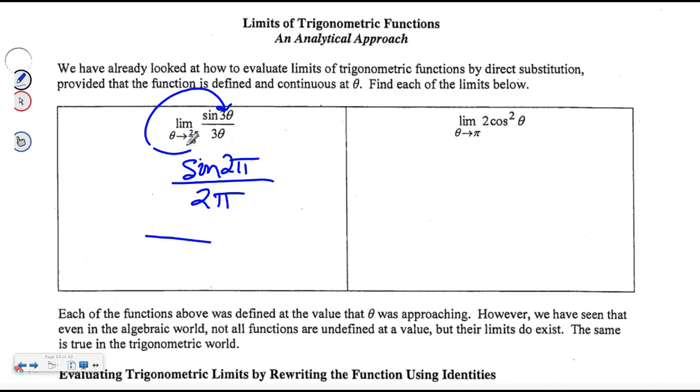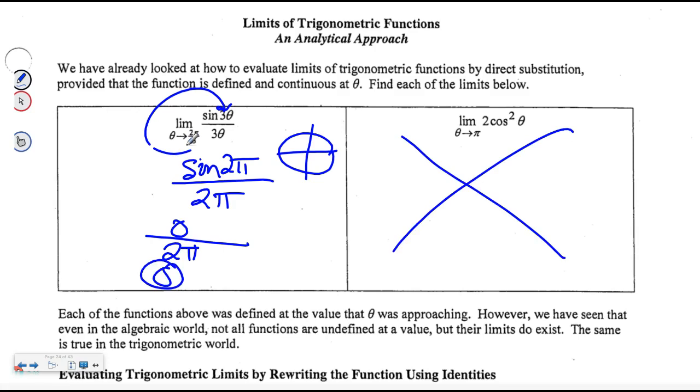I hope I don't get 0 over 0. 100% sure, what's sine of 2 pi? 0. What's my answer in this case? 0. That's a good number. All right, this one we're not going to do because it's just easy.